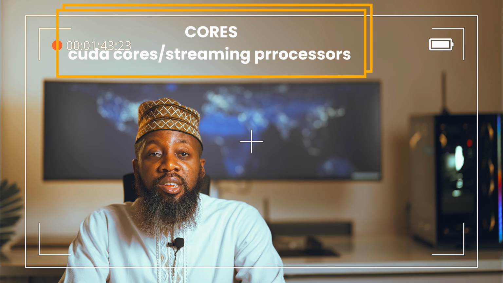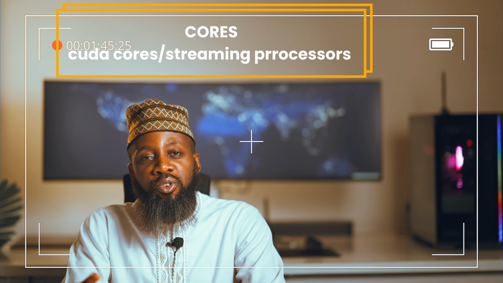Now, let's look at the components of a GPU. Just like any other device, GPUs consist of various components that enable them to perform effectively. One of such components is the cores. Depending on the manufacturer, you could see names like CUDA cores or streaming processors. They all refer to the same thing. These cores are the processing units within the GPU that perform the calculations. So the more cores a GPU has, the better its performance.